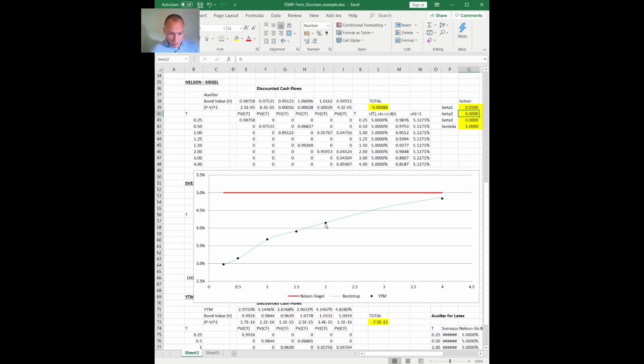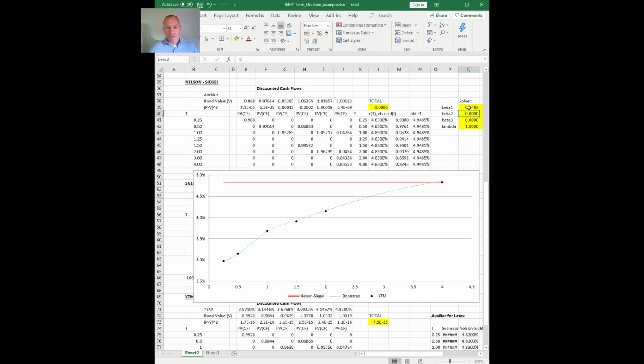Those are these black dots that you see here. For each bond, there is a yield to maturity. So this is the yield to maturity on the longest bond that I have in my sample. So a reasonable guess for that beta 1 is exactly the yield to maturity for this. In this case, 483%. So I would start the optimizer with a guess of 483% for beta 1.